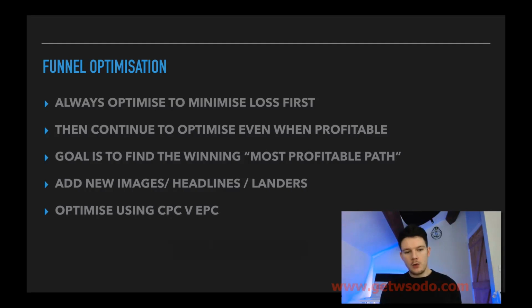And overall, what we're going to be doing, and I'm going to show you this in a moment, is optimizing using cost per click versus earnings per click. Now, this is obviously the cost per click that we are paying on average per click going through to the offer. And we will be able to see how much those clicks are actually earning on average. And that's how we can start to optimize and find the most profitable paths. But we'll show you that in a second when I dive in.